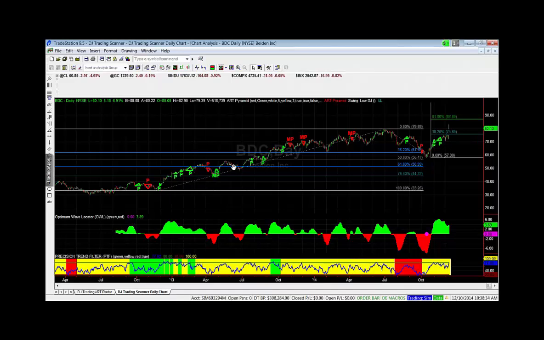You could have kept watching, had a little correction, came up here. You might have wanted to take this pyramid, would have gotten stopped out, very small loss, and then this next one would have taken you up again for a pretty decent trade. So I think you could do that.